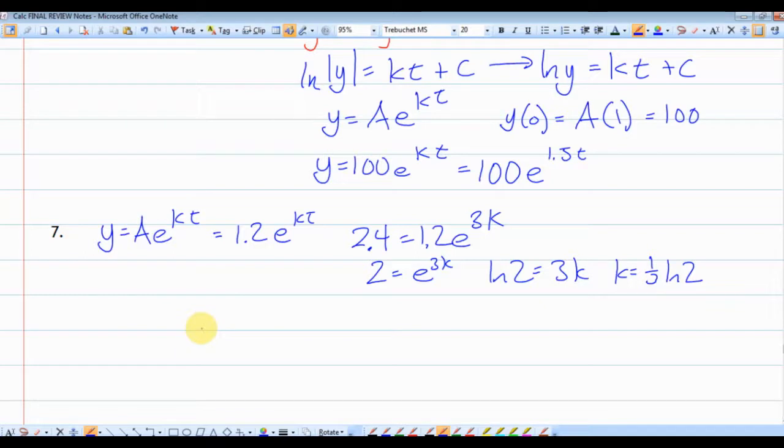Let's get a value of k. What is it? 0.2310. So we have y equals 1.2 e to the 0.2310 times t. That's great. That's really cool.